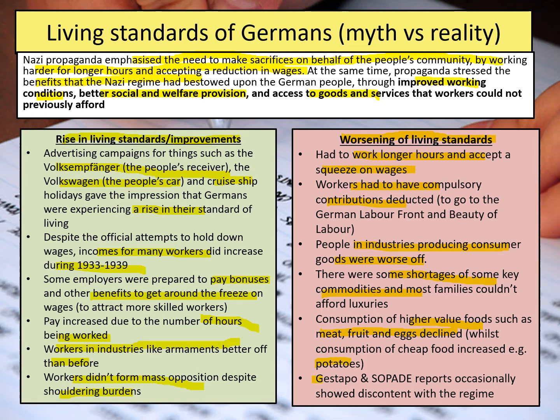And generally, the Gestapo and the Sopade reports occasionally show discontent with the regime. And obviously that's interesting because the Gestapo reports are actual Nazi reports, and the Sopade, remember, are the SPD in exile. And they're both in agreement that there was some discontent. So pause the video here if you want to make any notes or annotations to your sources about the living standards of Germans.